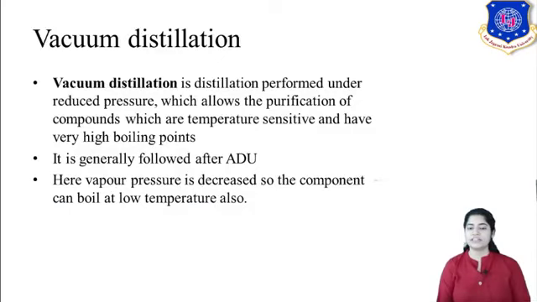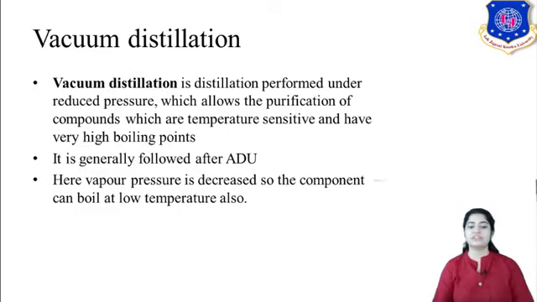The next topic is vacuum distillation. This distillation is performed under reduced pressure. In an atmospheric distillation unit, the distillation process is carried out at 1 atmosphere, but here you are carrying out the distillation process at a pressure which is less than 1 atmosphere. Because of that, vapor pressure reduces, and as vapor pressure reduces, your liquid can now boil at low temperature.